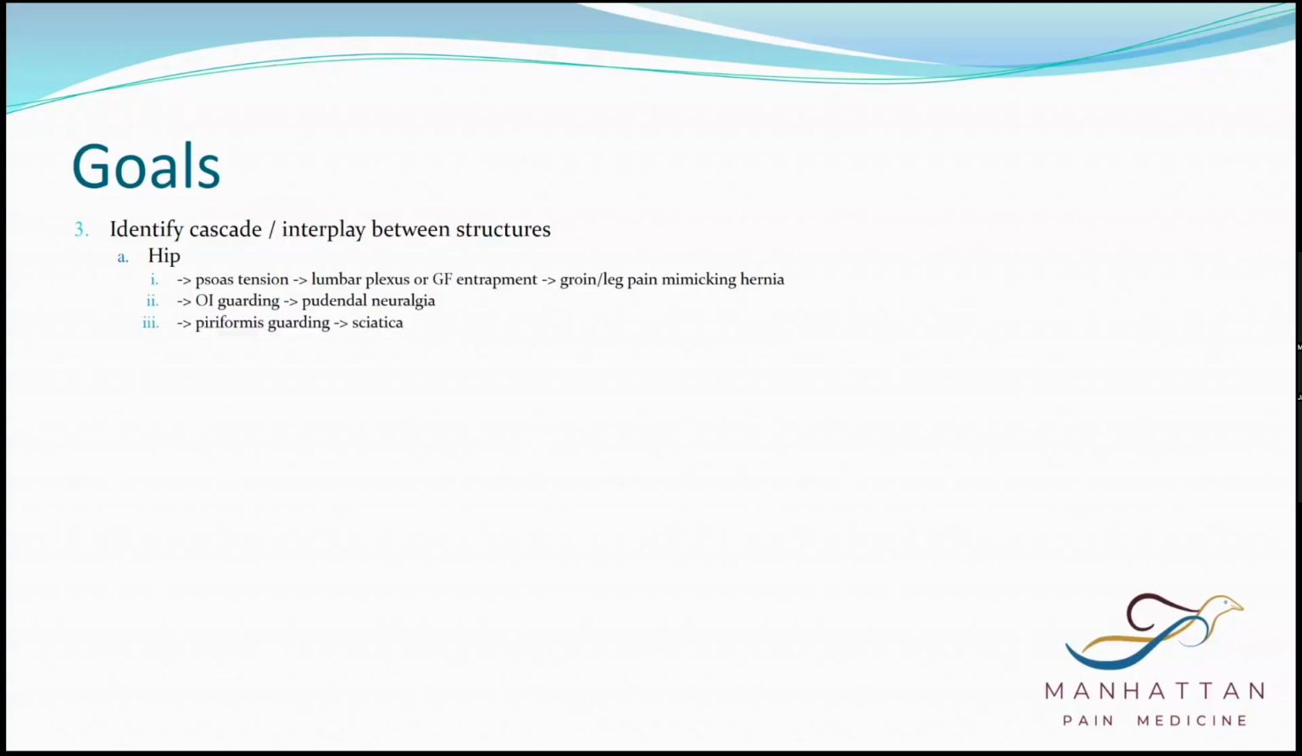Obturator internus guarding, pudendal neuralgia, piriformis guarding, sciatica, ilium rotation, sacrospinous ligament tightening, pudendal neuralgia, adductor longus insertion strain at the pubic symphysis, genital pain. That's all just from the hip. And there's more. This is not exhaustive.